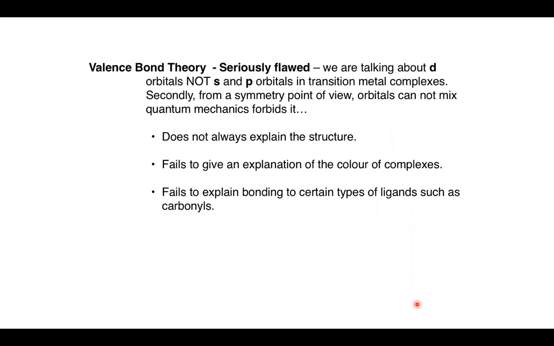Valence bond theory, however, is seriously flawed. It kind of works okay for s and p block elements. You're talking about your carbons, your nitrogens, even your sulfurs and your phosphorus. Not as good, obviously, as molecular orbital theory, but it gives you a result quicker, I suppose. Secondly, from a symmetry point of view, orbitals cannot mix. Quantum mechanics forbids it. It's really just a crutch to try to understand the structures. We can't take part of one orbital and combine it with another part of a different orbital. Orbitals don't do that. So it does not always explain the structure, and fails to give an explanation of the color of complexes. It fails to explain bonding to certain types of ligands, such as carbonyls.